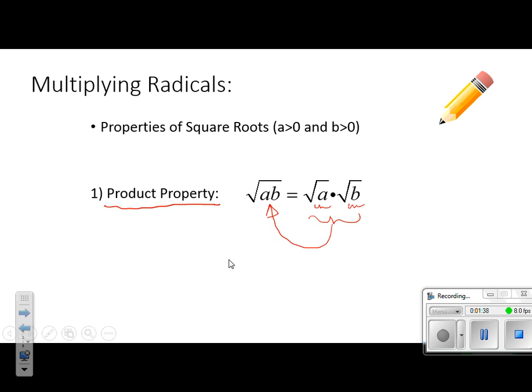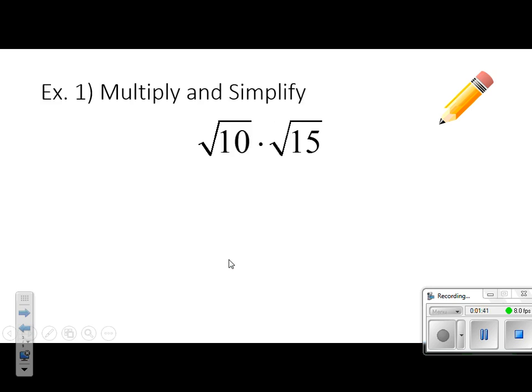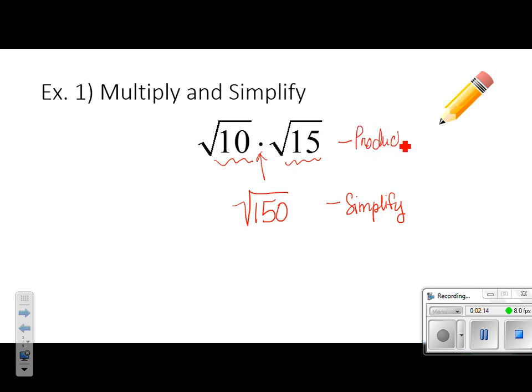We have two examples with the product property. So example number 1, and again, you're going to want to write this down. The pencil means you write it down. We want to multiply and simplify. So we have two radicals and radicands being multiplied. What we can do is multiply the radicands, 10 times 15, and get the square root of 150, because 10 times 15 is 150. And now what we can do from this point is simplify. So the first step was using the product property, saying we can multiply them together.